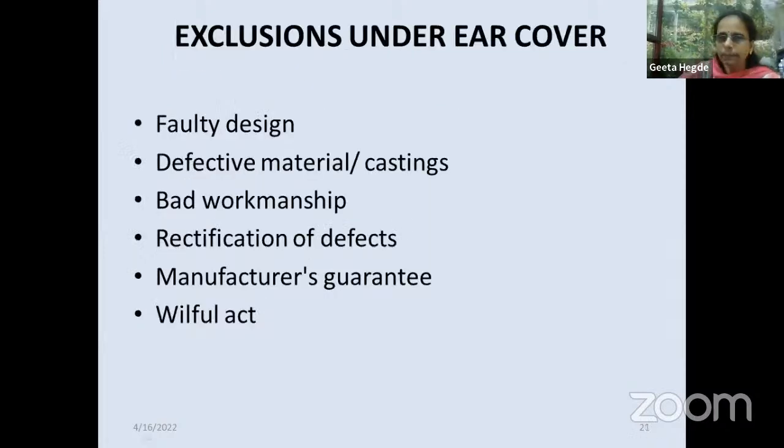Now exclusions. Among the exclusions, faulty design is excluded, defective material is excluded, bad workmanship is excluded, and rectification of defects is excluded. The cost of rectification of defects will be excluded. Willful act is excluded, and the manufacturer's guarantee, if there is some part or some product, is again excluded. But the faulty design or defective material are the exclusions. Exclusions become more important because the erection policy is otherwise an all risk policy.